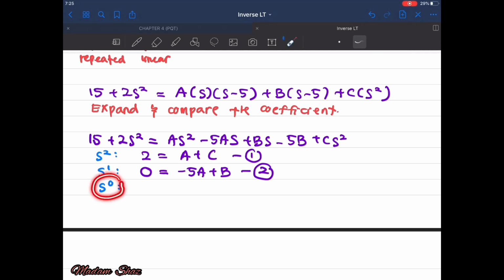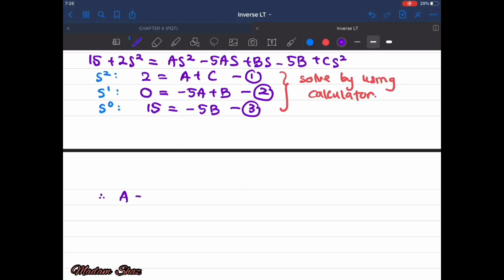For the s with the power of 0, on the left hand side, there is nothing multiplied with s is 15. 15 is equal to s with the power of 0 on the right hand side is negative 5b. So this is our third equation. So find the value of the constant a, b and c by using calculator. So therefore, by using calculator, the value for the constant a is negative 3 over 5. Constant b is equal to negative 3. And constant c is equal to 13 over 5.